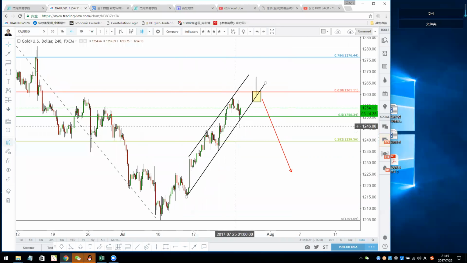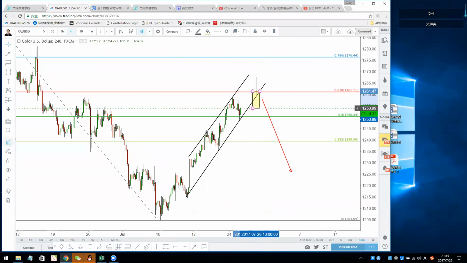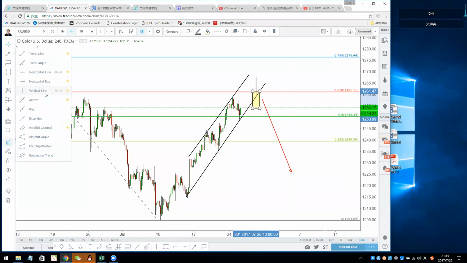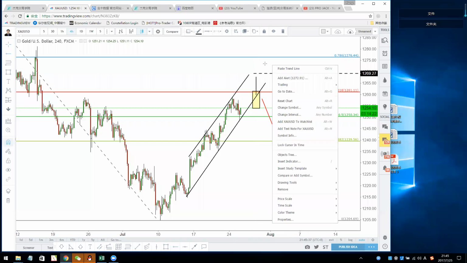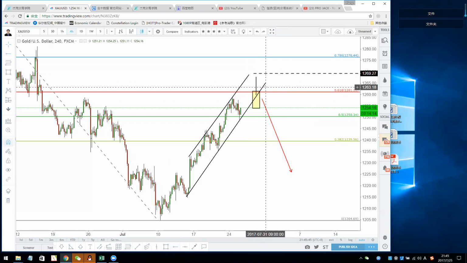So I need to see some kind of confirmation for the gold to break down the channel. Touching 1261 tells me that sellers are there. Then it will be easy to short the gold because I can put my stop loss just above the pin, which will actually shorten my risk range. I will have a very nice risk reward. Trading is about risk reward and the winning ratio.